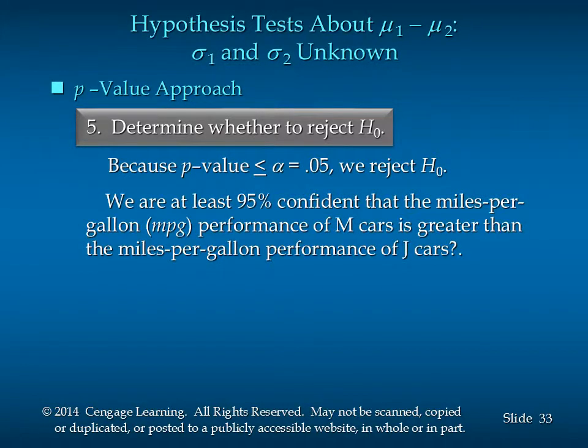Okay. And coming out to the big picture, you have now concluded that at a p of .05, at a 95% confidence level, the miles per gallon difference that you've discovered is indeed statistically significant. Therefore, you would declare that the M cars perform with greater miles per gallon than the J cars.